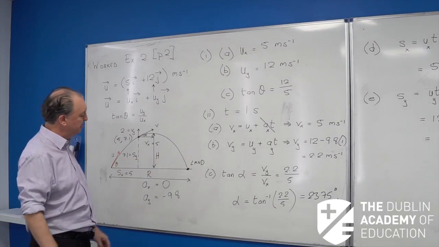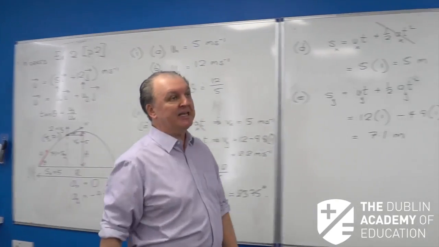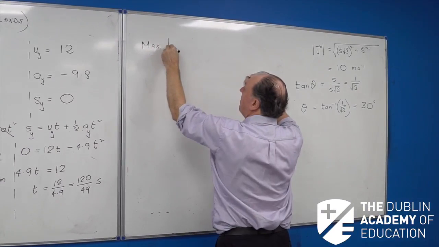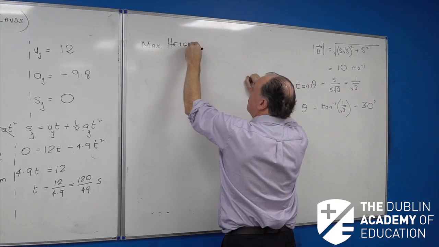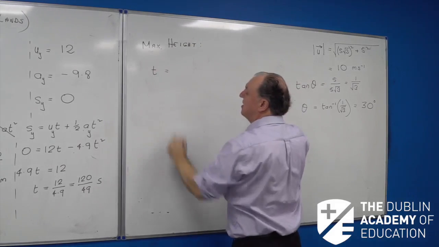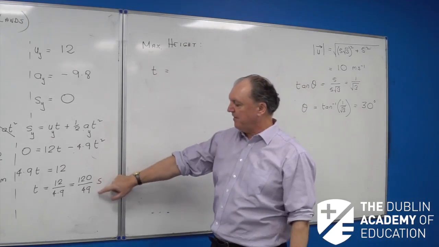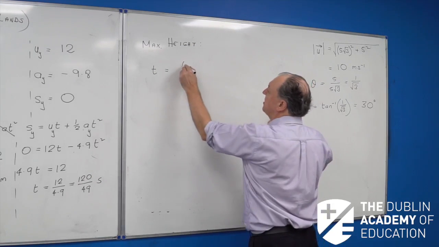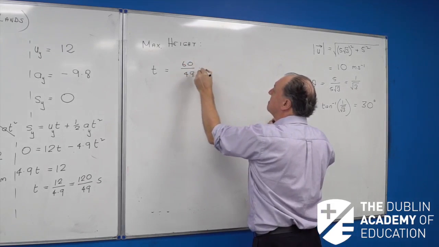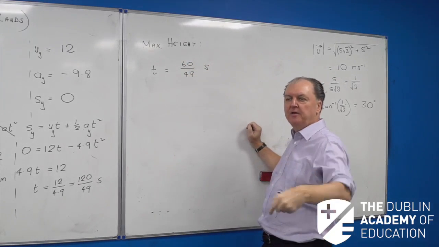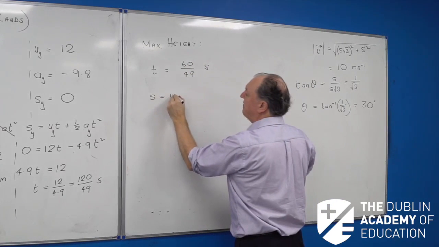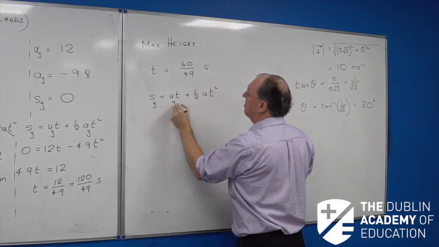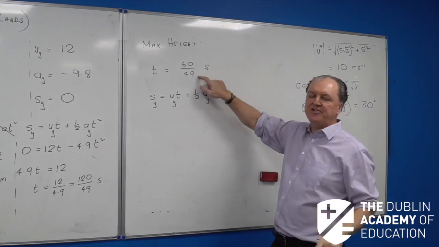We did it in a previous lesson. So let me write down the time it takes to reach the maximum height. So that time is half the time of flight. There's my time of flight there to land. Half of that, divide 120 by 2, I get 60 over 49 seconds. So now I'm going to apply my formula, S equals ut plus a half at squared, in the y direction, and I'm going to apply it at that time.